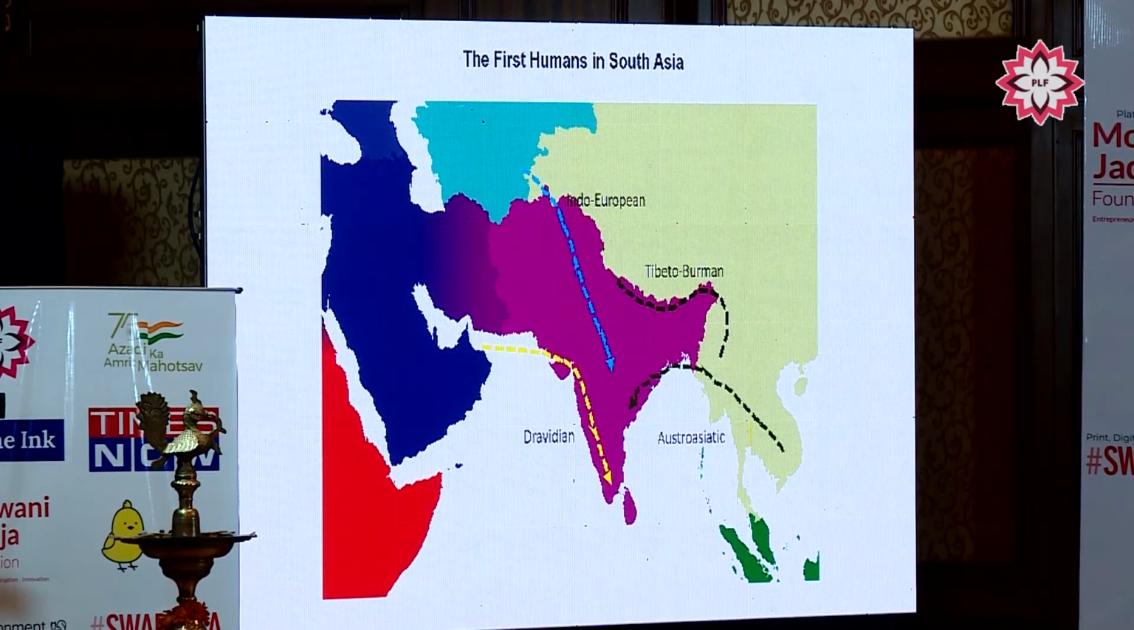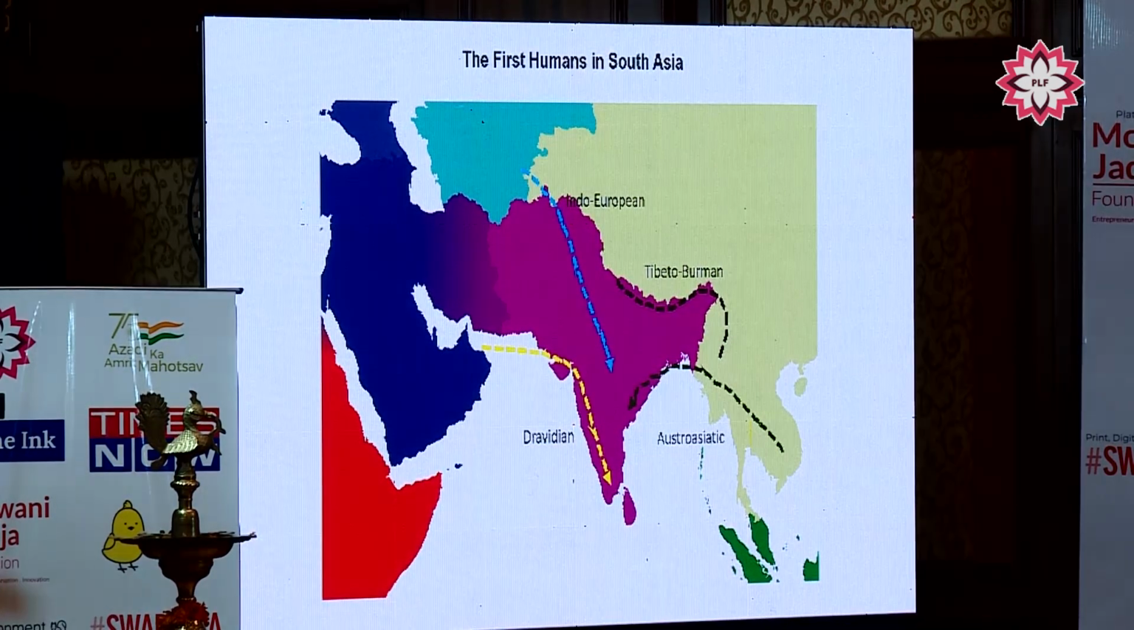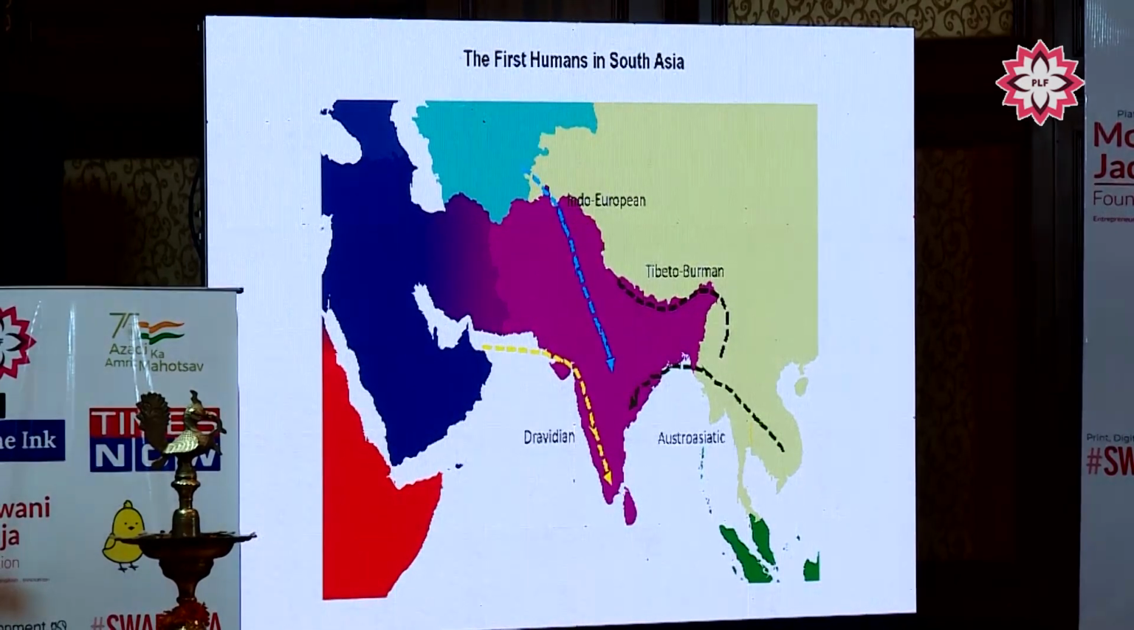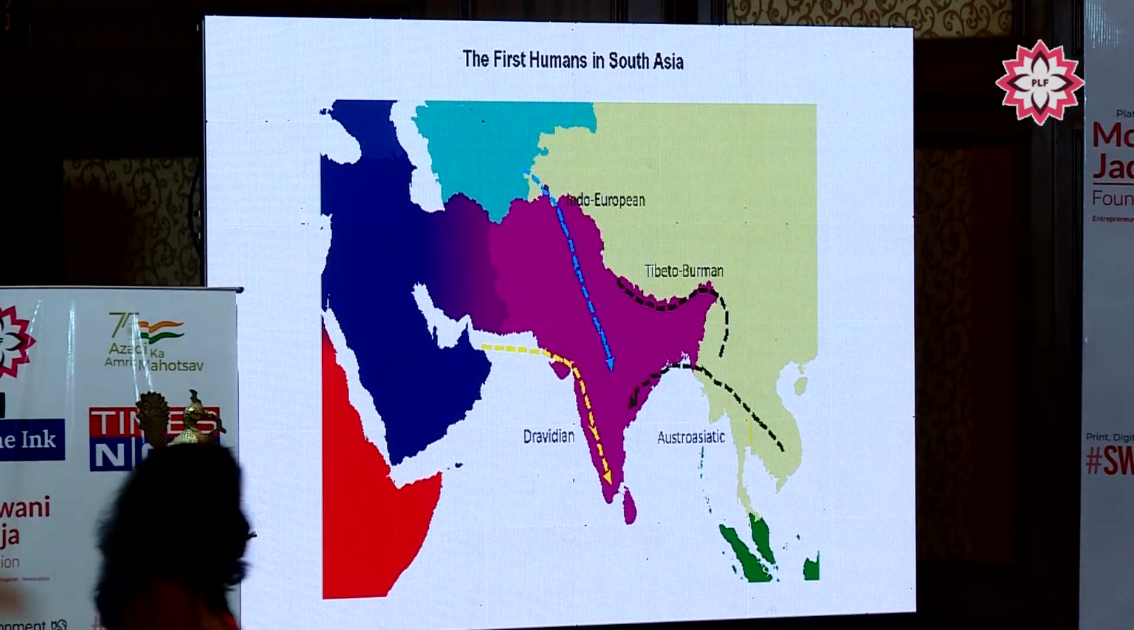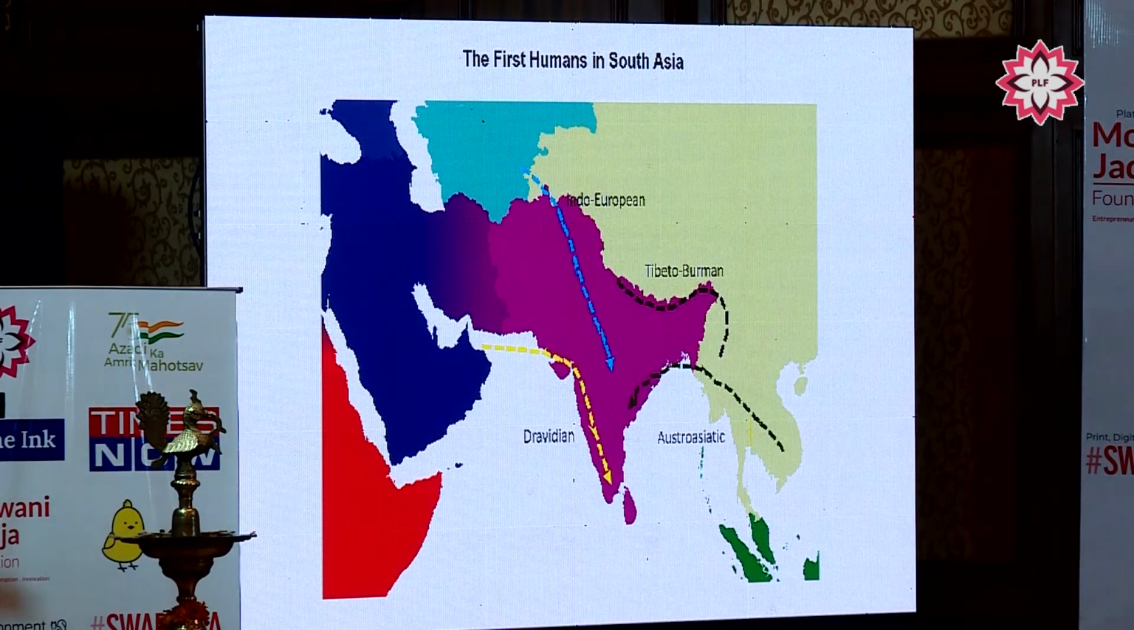Here you can see this is the history book that we read, and as per this history book, we were taught that most of the language families have come from outside, and they have not talked about our indigenous language families. Most of the language families were categorized in the form of the Indo-European language family and the Dravidian language family.